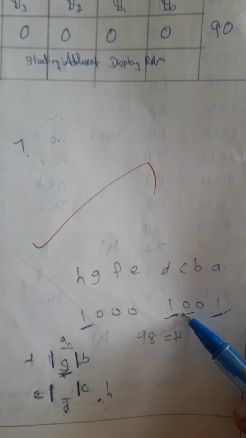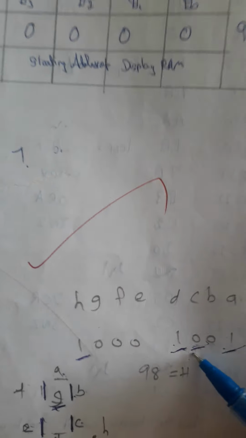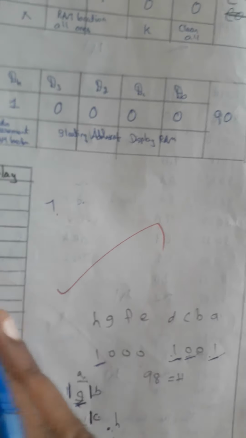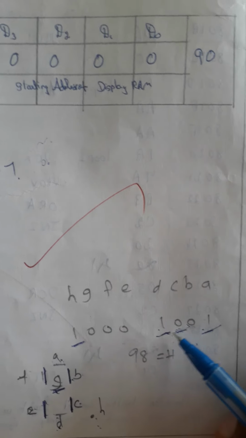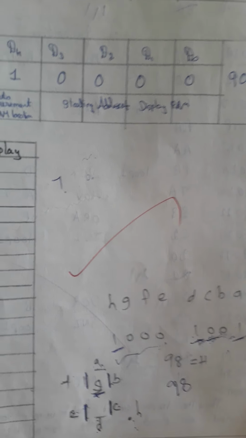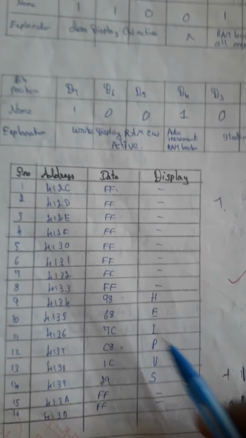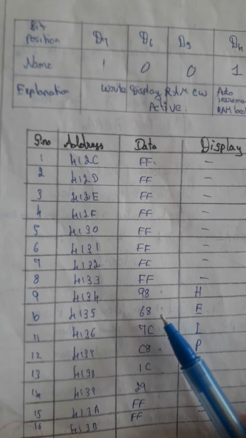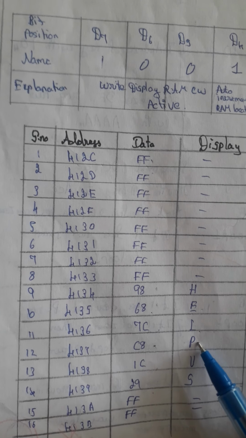So for the remaining bits, whichever should glow is represented as 0. Okay, so we have to reverse the sequence. We have to write from right to left, then write its equivalent hexadecimal value. This 1001 is 9, 1000 is 8, so 98. This is the equivalent hexadecimal value for H. Similarly, for E, its equivalent hexadecimal value is 68. For L, its equivalent hexadecimal value is 7C.